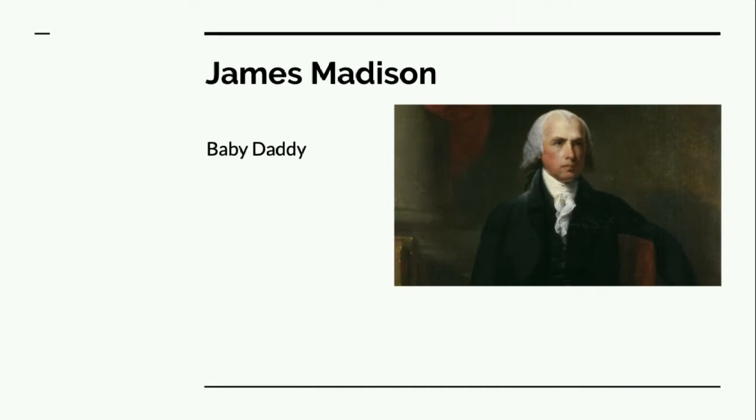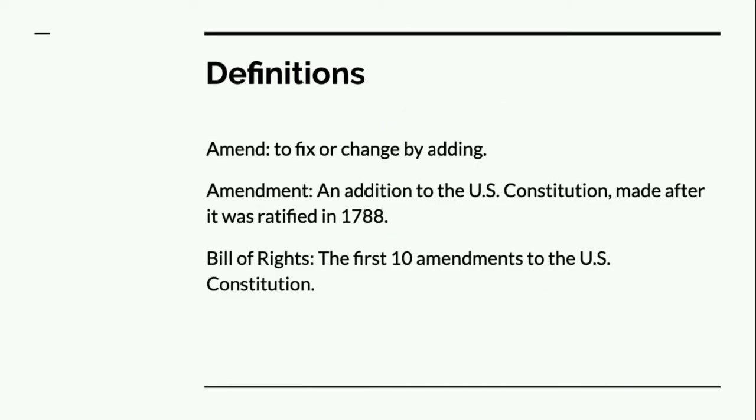So let's get some definitions here. Okay. To amend, that's the root of amendment. Amend means to fix or change by adding. So you're adding something, right? You're adding something to the end of something to change it. So an amendment is an addition to the U.S. Constitution made after it was ratified. Currently, there are 27 amendments. The last amendment to the U.S. Constitution was made back when I was in high school, back in 1993.